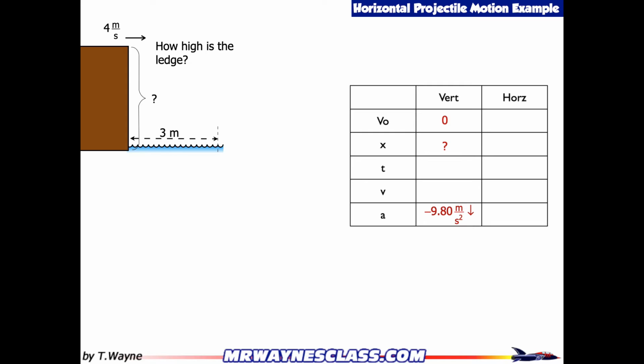Now, I could make downwards a positive number instead of a negative, so all my answers come out positive instead of negative. Either way will work. You just have to be consistent that down is the positive direction here.